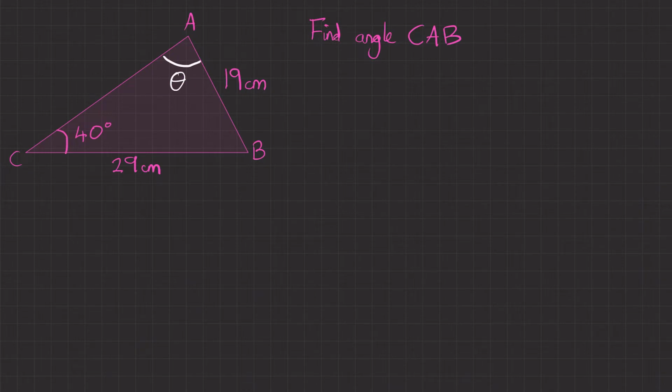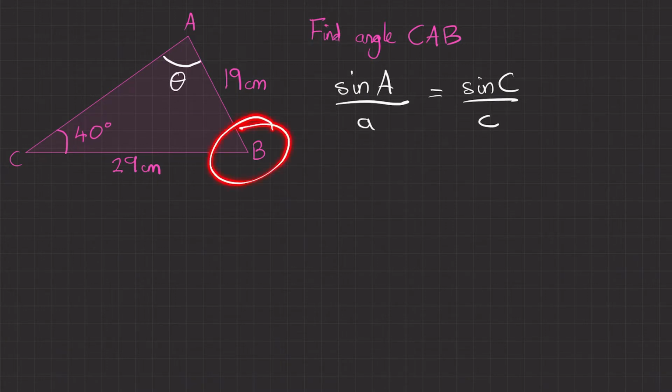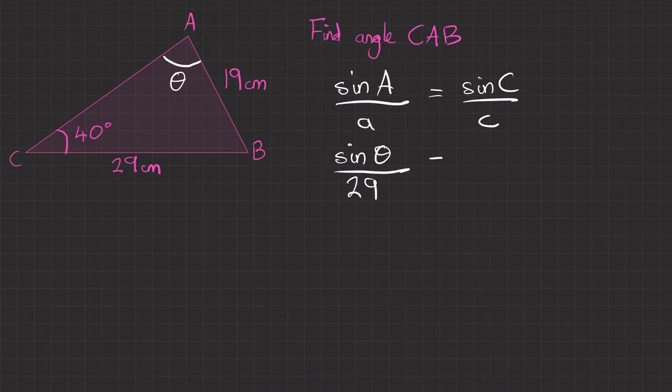And because we're trying to find the angle, I'm going to use the rule with the sines on top. So we have sine of angle A over side A equals sine of angle C over side C. We don't use B, and we can't anyway because we've not been given any information for it. Next step, we want to substitute in the values. So we'll have sine of A, which is angle theta, over A, which is 29, equals sine of angle 40 over 19.